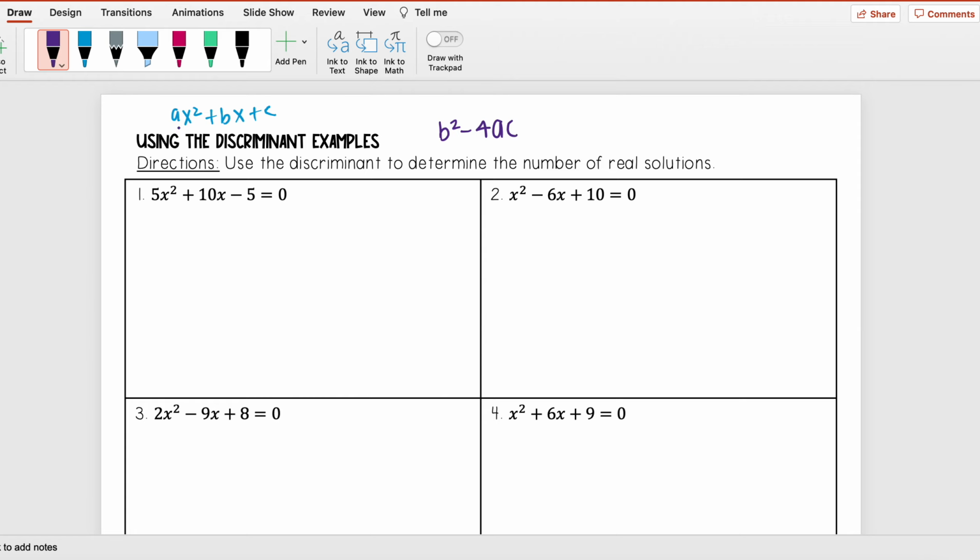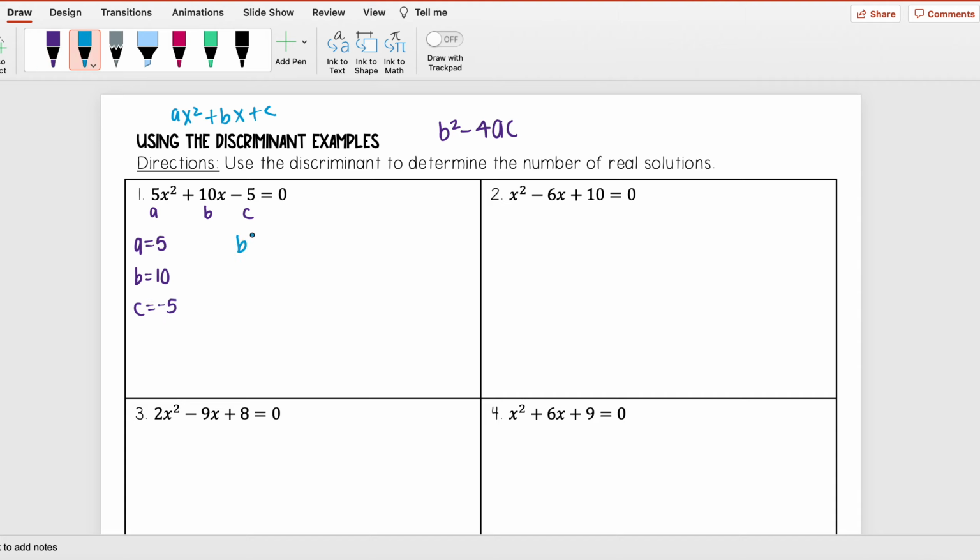So that means my a is the number in front of my x squared term, so here that's 5. B is the number in front of my x term, so here that is 10. And then c is my last number, so c here is negative 5.